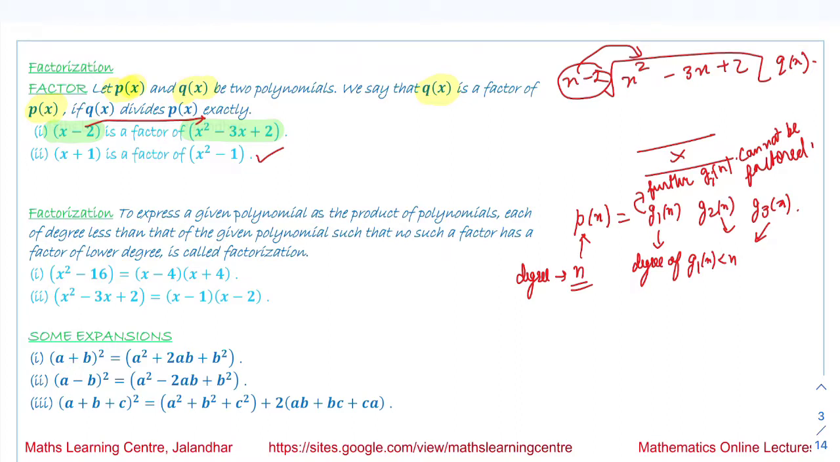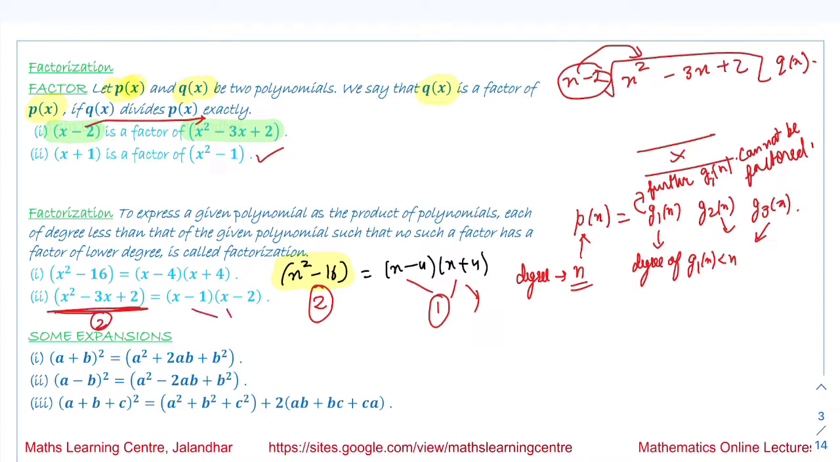As an example, take x square minus 16. If I write it as x minus 4 into x plus 4, the degree of this polynomial is 2, the degree of these factors is 1, and they cannot be further factorized. The next example is similar: the degree of this polynomial is 2 and the degree of the factors is 1. So factorization means a polynomial is given to you and you write it as a product of polynomials of lower degree.